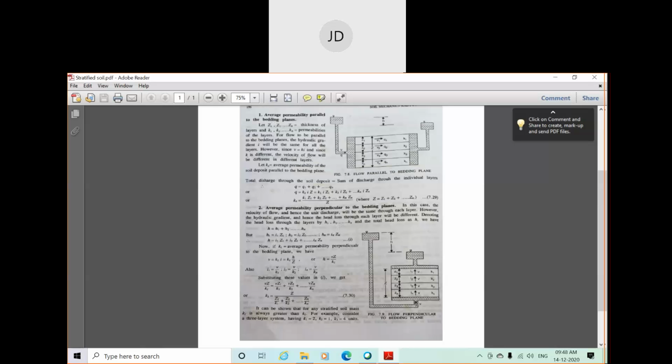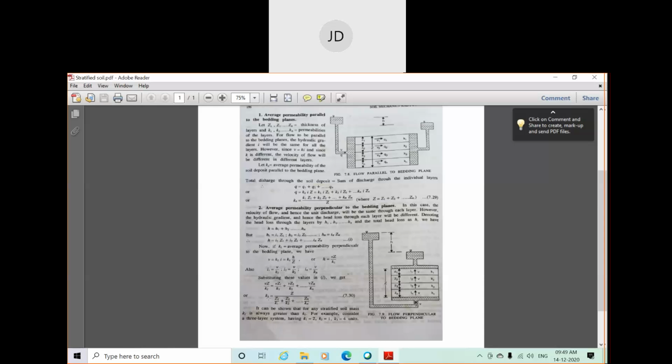Don't mix up. In case 1, your hydraulic gradient is going to be constant, but velocity is going to be different for each layer. But in the perpendicular direction of flow, that means the second case, your hydraulic gradient is going to be different, but velocity is going to be constant. And finally, after going through the derivation, it is very simple to understand. Just go through the equation.